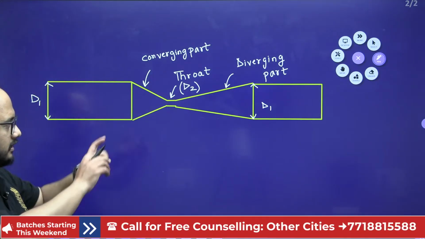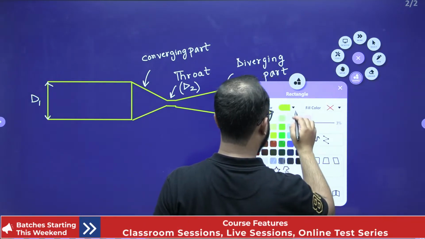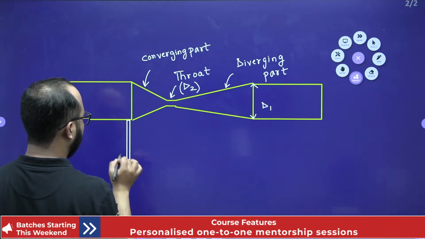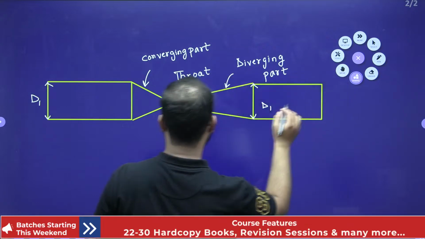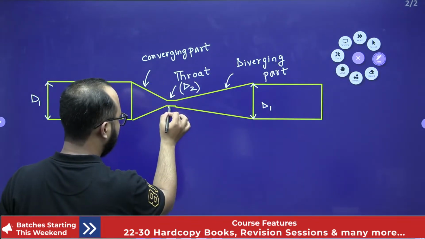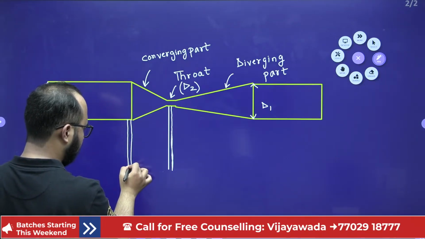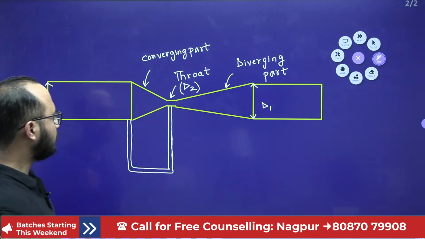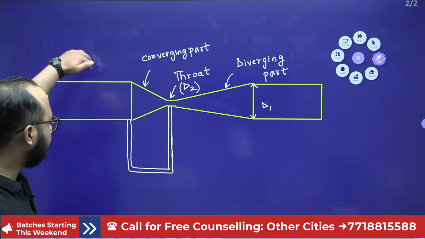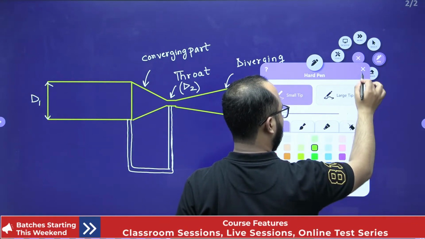Now one more thing is there, apart from the convergent part, throat and the diverging part: there is a U-tube manometer. This is the U-tube manometer that I have installed in the pipe. One end is on the pipe, and the other end of the U-tube manometer is at the throat. So obviously some fluid flow will be there. A manometric fluid is also there.